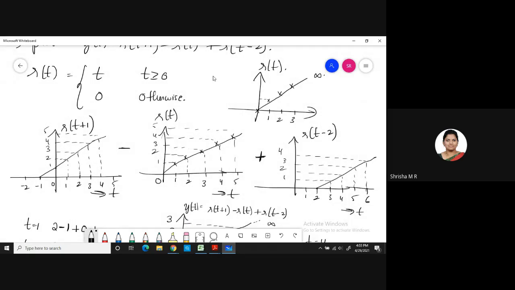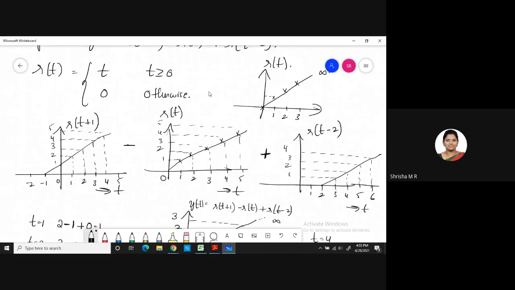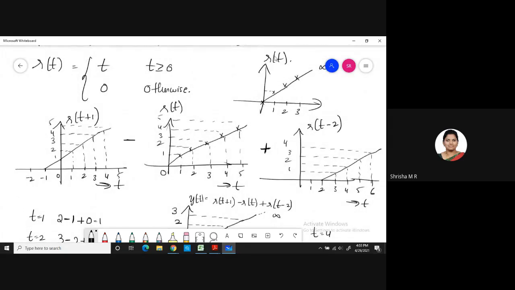So we are told to plot the signal r of t plus 1 minus r of t plus r of t minus 2. r of t plus 1 is a shifted version of r of t. Here k is positive. If k is positive, we have left shifting, and the signal occurs 1 second earlier. Starting from 0, it will occur 1 second earlier, at minus 1. This is the shifted version r of t plus 1.